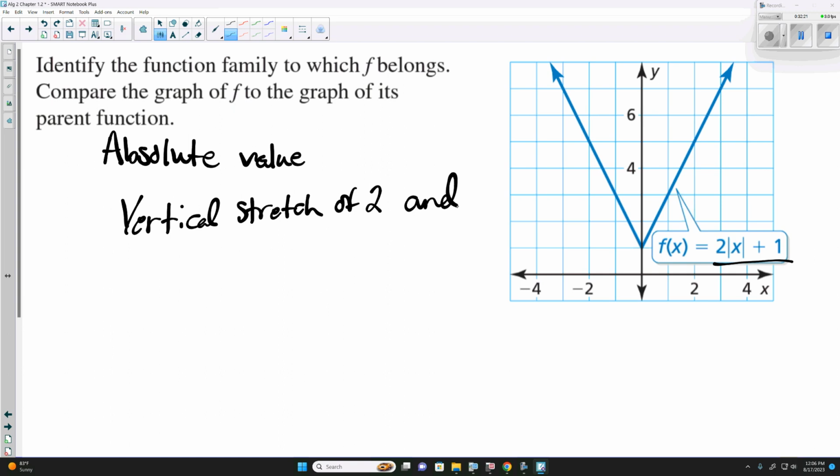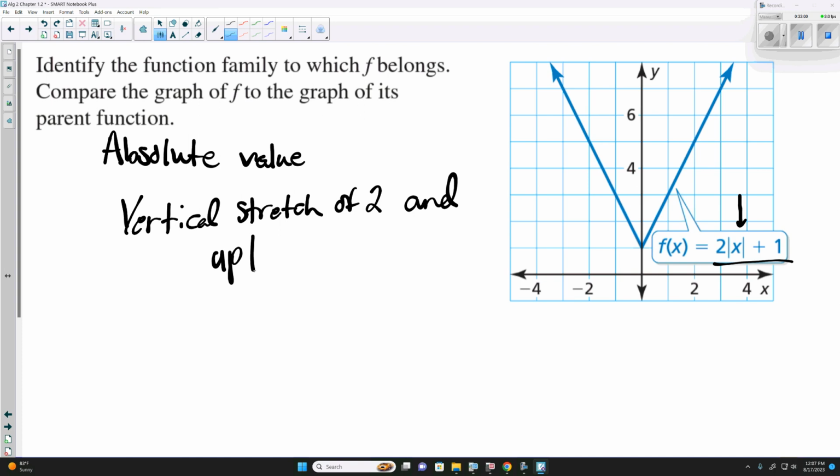Because it's outside, yes? Outside the parentheses or absolute values. When we add or subtract something outside, it is up or down. If inside those absolute values had been x plus 1, then it would be left or right. Here it's up or down. How do we know? If it's added or subtracted outside the parentheses or absolute values. So here it's moving up how far? Up 1. And that's it.